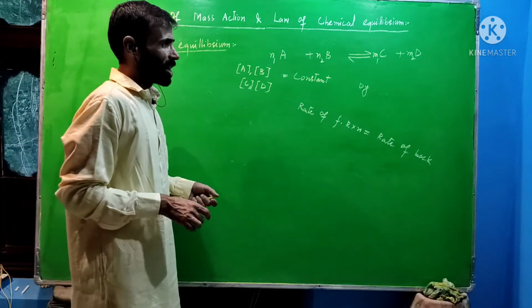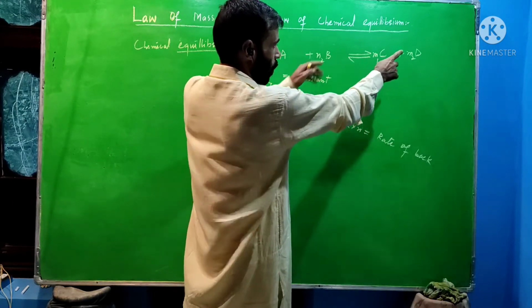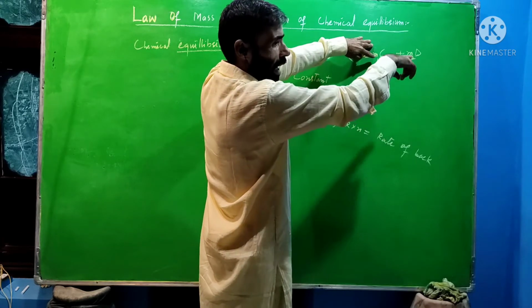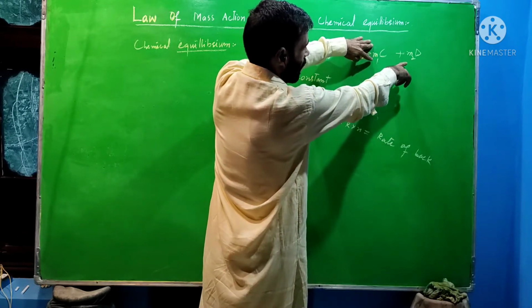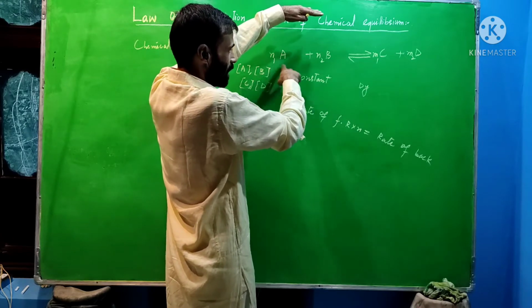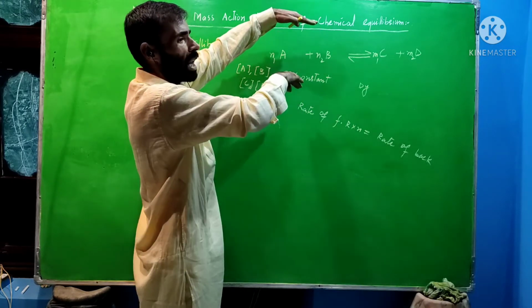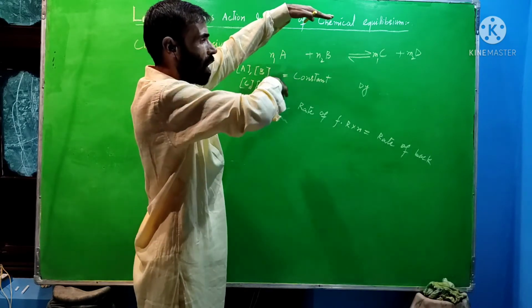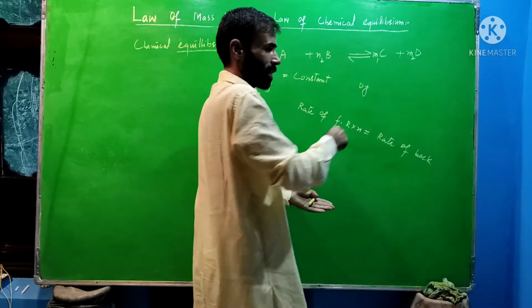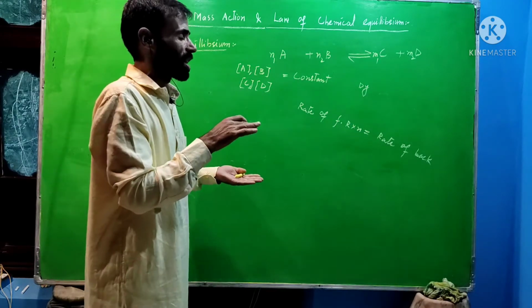This equilibrium stage can be attained from both sides. For example, if we take these two as reactants in a closed vessel, they will react with each other, leading to the formation of these. After some time, their concentration increases to a limit such that they then react with each other, leading to the formation of these two. So this equilibrium process can be attained from both sides.